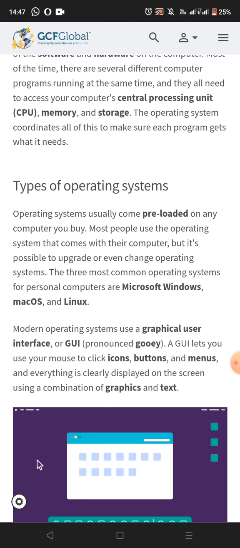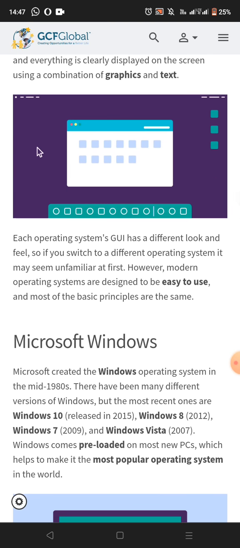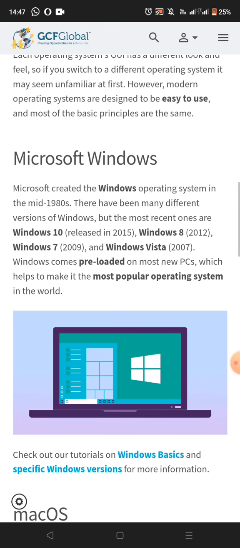Modern operating systems use a graphical user interface, or GUI, pronounced "gooey". A GUI lets you use your mouse to click icons, buttons, and menus, and everything is clearly displayed on the screen using a combination of graphics and text. Each operating system's GUI has a different look and feel, so if you switch to a different operating system, it may seem unfamiliar at first. However, modern operating systems are designed to be easy to use, and most of the basic principles are the same.